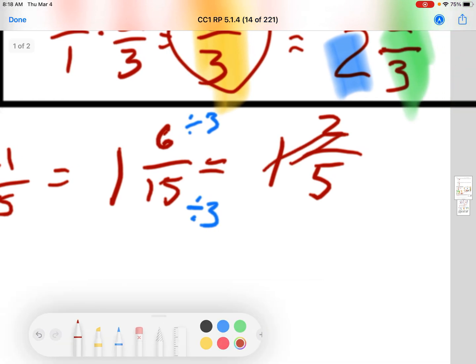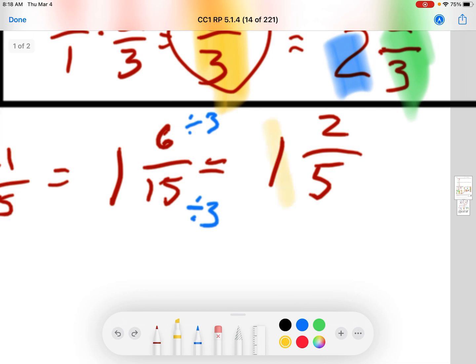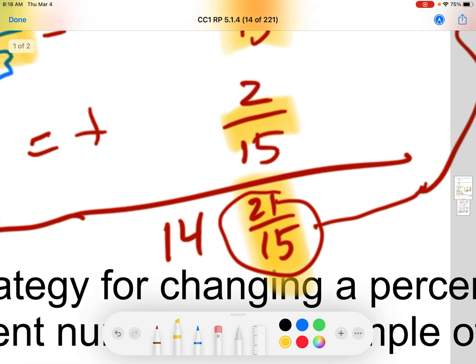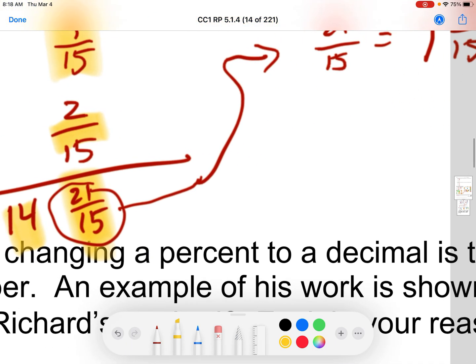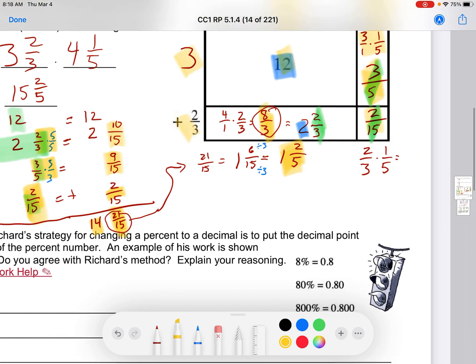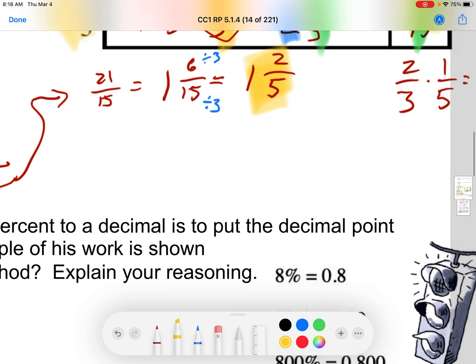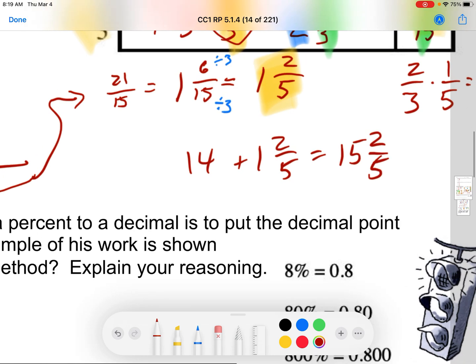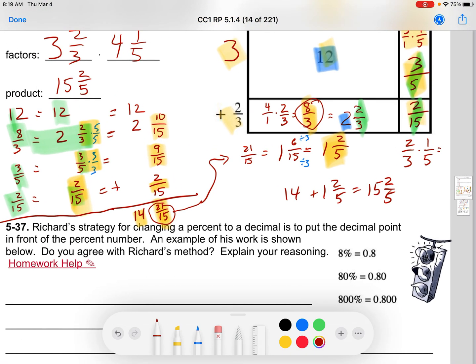So 1 and 2/5, remember the 1 and 2/5 is from there, plus the 14 will give me my final answer, right? So I got to go back over. There we go. So it's the 14 plus the 1 and 2/5, 15 and 2/5, okay? And that's how we do that type of problem, okay?